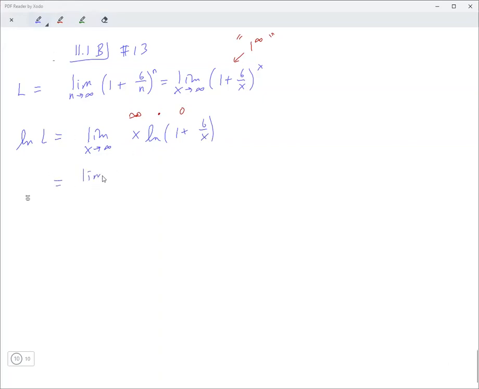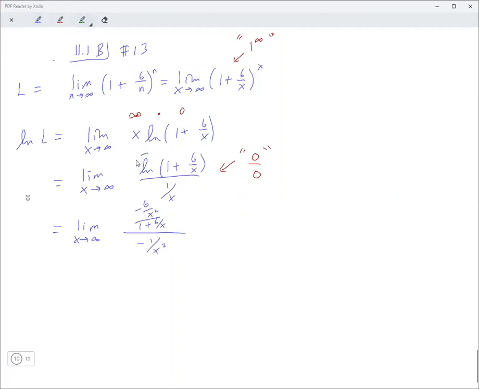So what you do is you want to get it as 0 over 0 or infinity over infinity. And so the easiest thing is to take this to the denominator, like that. And now finally you have 0 over 0. So you apply L'Hopital's rule by taking the derivative of the numerator. So that's 1 over 1 plus 6 over x times the derivative of what's inside. The derivative of this is negative 6 over x squared. And then the derivative down here is negative 1 over x squared.